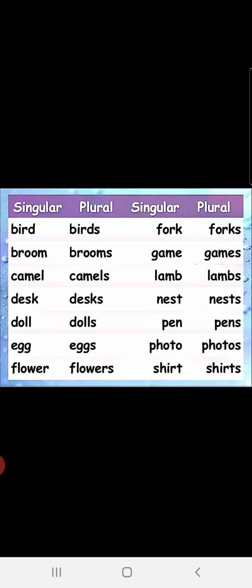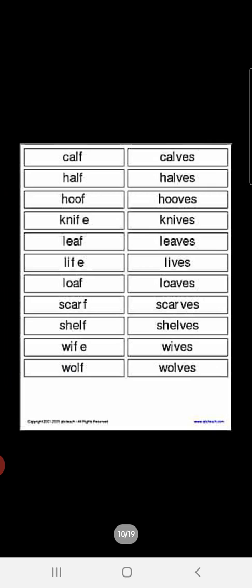Children, these are some examples in front of you in which you just have to add S to make the singular noun plural. You can go through all these. Now these are some nouns in front of you which are ending with F or FE. In these nouns you have to remove F or FE and add VES to the singular noun to make it plural. Yes, children, very good.